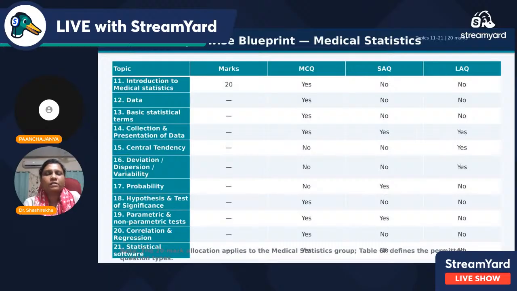And data, you will have different sets of data. It may be numerical, it may be subjective, different types of data you will have. Those will also be asked for MCQs. And basic statistical terms, some of the important terms like significance, hypothesis, all these will be the important terminologies which will be asked under MCQs.